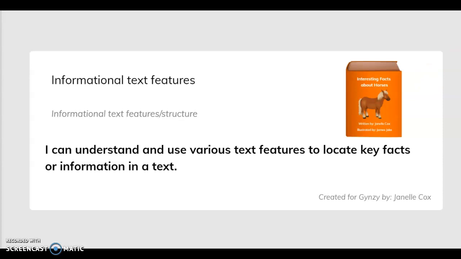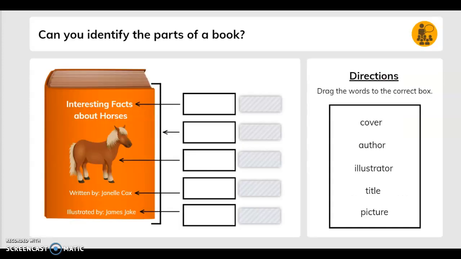Informational text features. I can understand and use various text features to locate key facts or information in a text. Can you identify the parts of a book? This book right here is talking about interesting facts about horses.